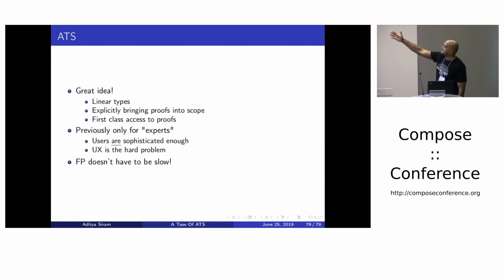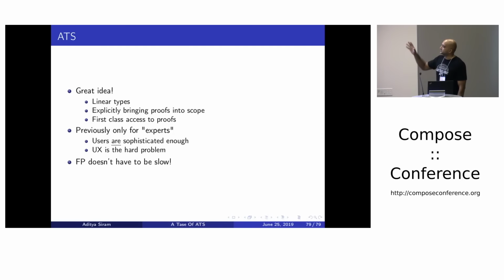I think that some takeaways are that linear types and explicitly bringing proofs into scope and having first-class access to those proofs is a great idea. And none of this stuff is new. People who design type systems, people who design languages have access to all of these things. They're using these things at some level inside of their code, but they're not exposing them to you. And I think that ATS is at least one piece of anecdata that suggests that exposing that stuff to the user is not a bad idea, and we can do cool things with it.